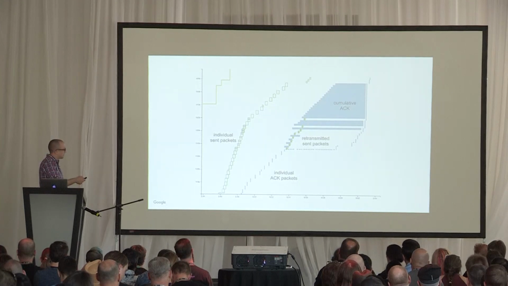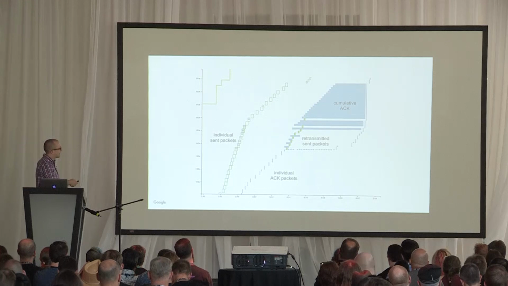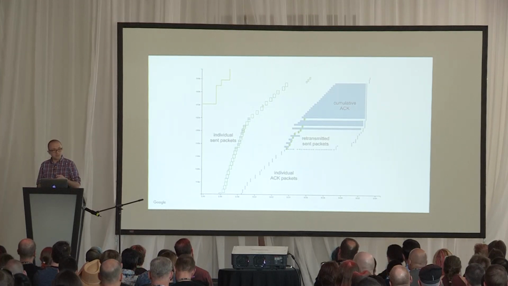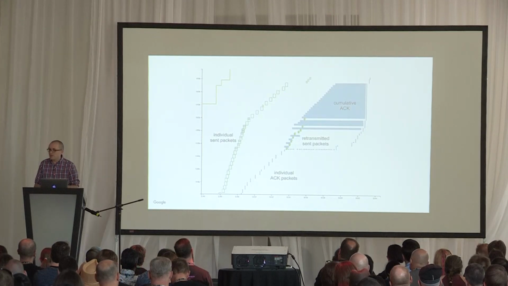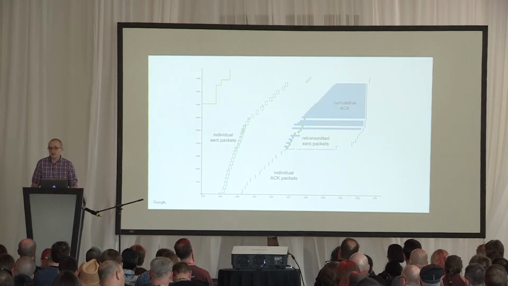And we can also see this blue shaded region up here is what's called a cumulative ACK. So that's when a single acknowledgement packet comes back from the receiver, and it's acknowledging multiple sent packets from the sender. This usually happens because of a dropped packet or out of order packet arrival, but it doesn't have to be that.